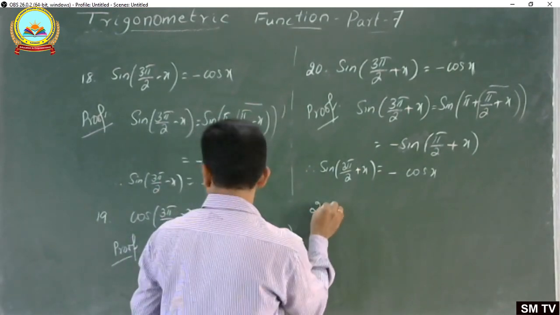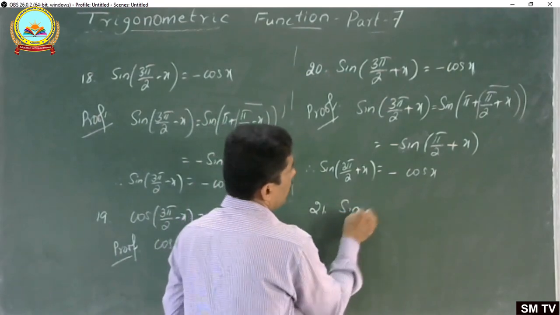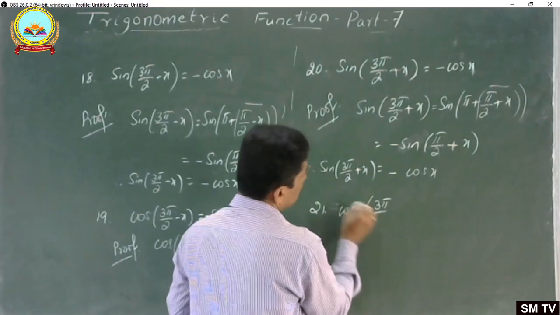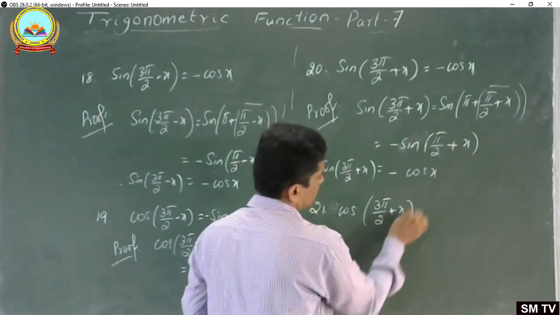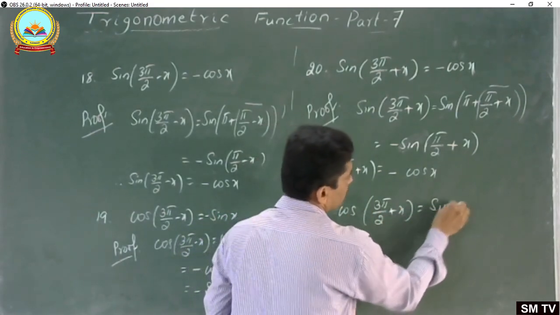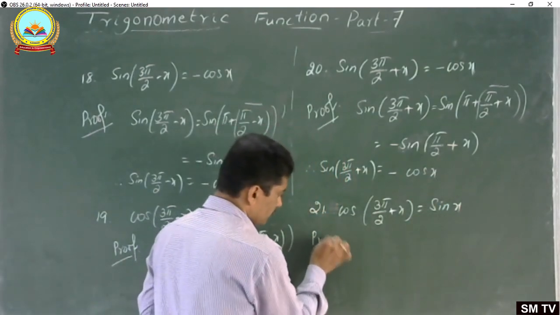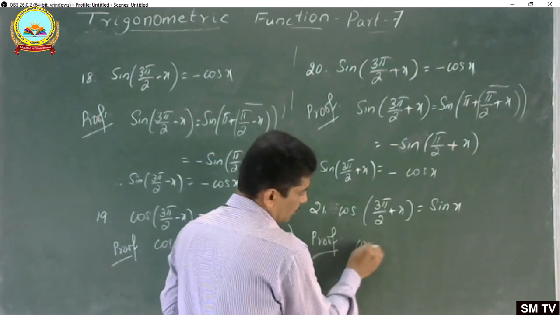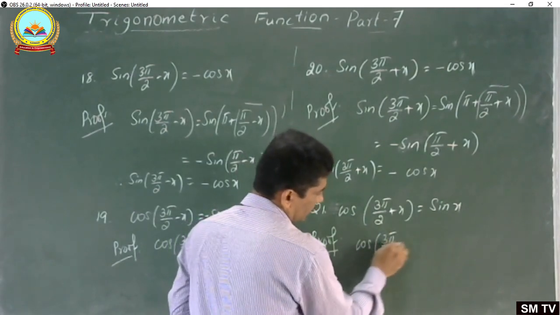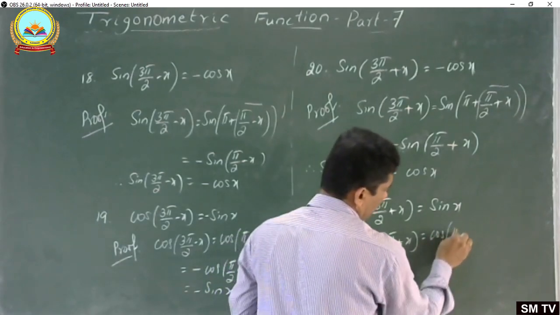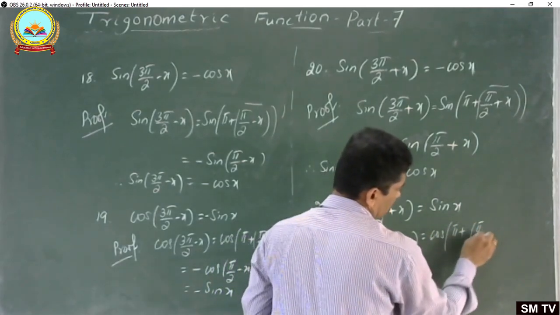And the 21st result, cos of 3 pi by 2 plus x, its value is equal to sin x. The proof, the same method. Cos of 3 pi by 2 plus x is rewritten as cos of pi plus pi by 2 plus x.